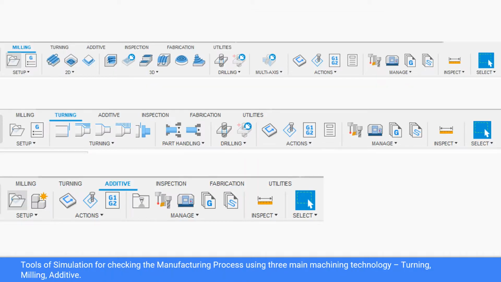Tools of simulation for manufacturing process were divided into three technologies in Fusion 360: turning, milling, and additive. As you can see in this picture, which I have brought from Fusion 360, it shows the various types of manufacturing processes each of these categories can provide the customer, user, or designer working on Fusion 360.